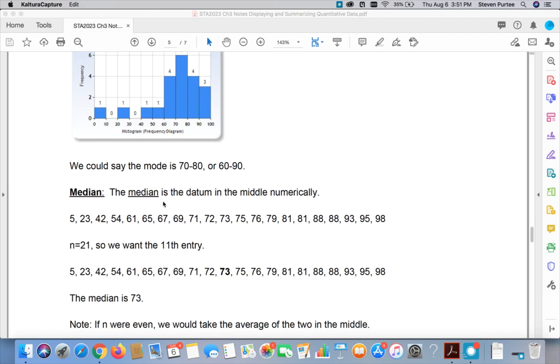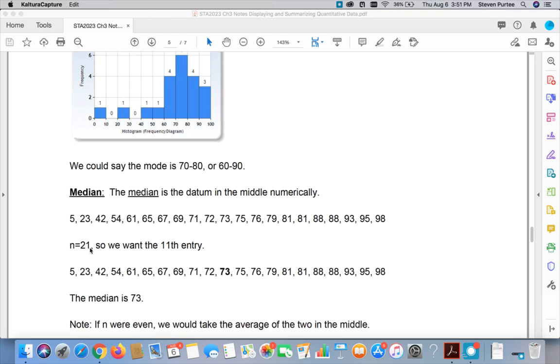The median is the data point, the datum, that's literally in the middle. So we list all of our data points out numerically. We have 21 of them. We have an odd number of data points. Remember, n equals sample size. N is our sample size. That's one of our first terms. Make sure you write that down.